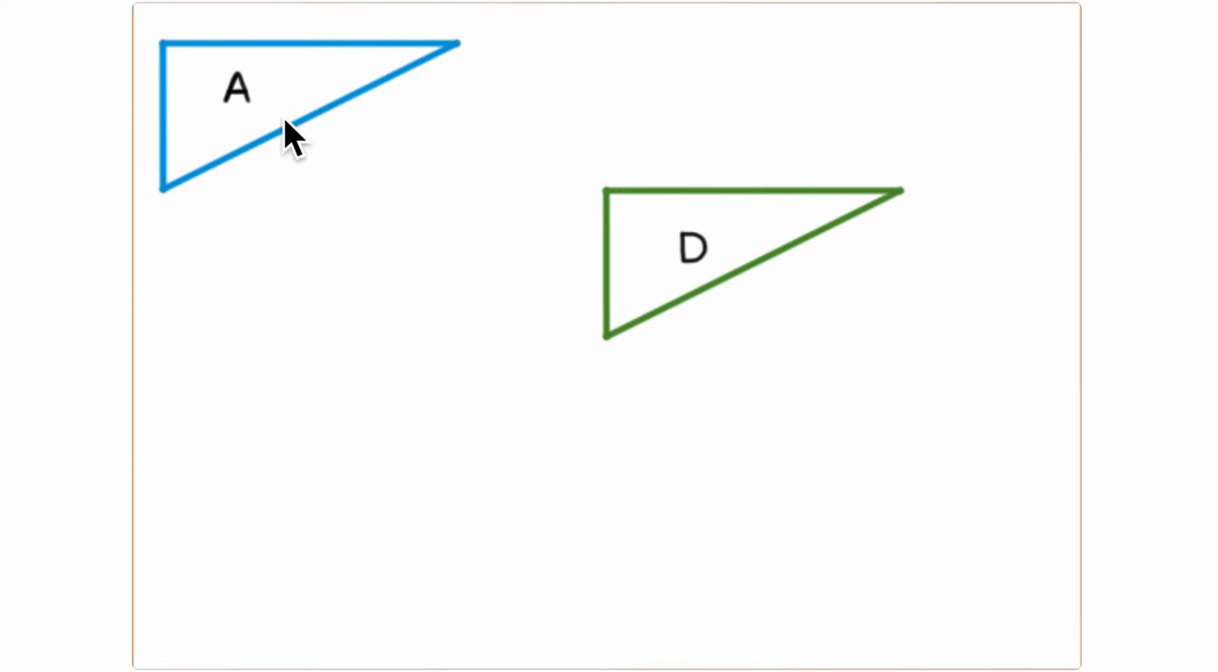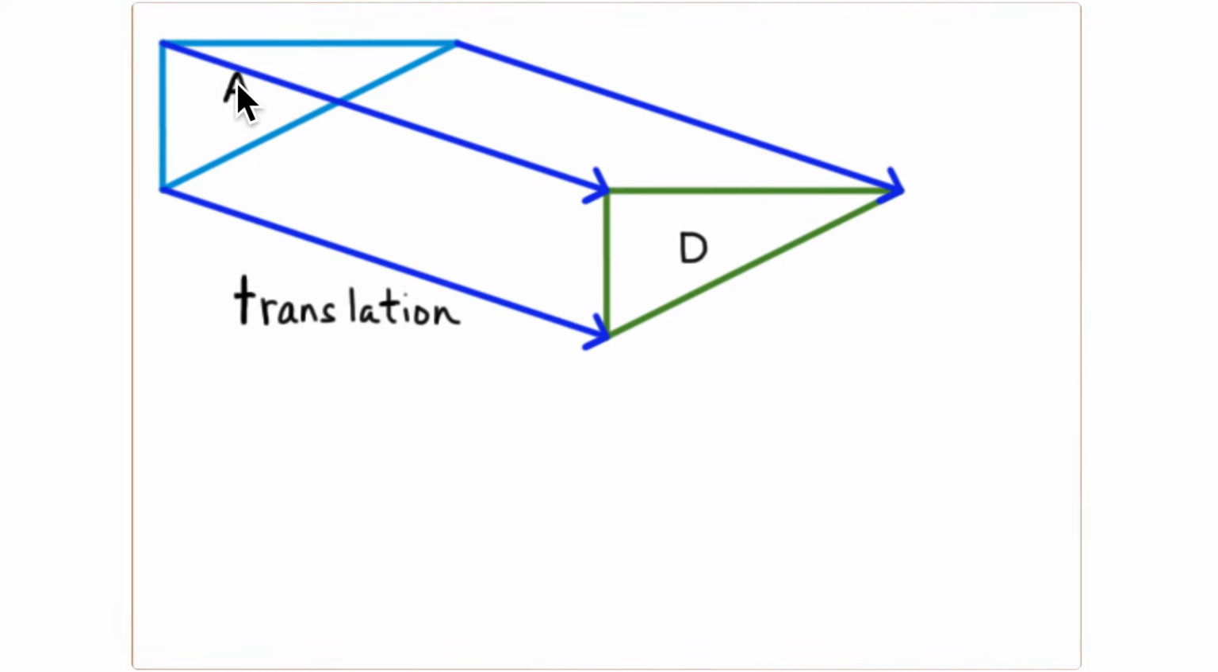How about A to D? This is a translation. Every point is moving in the same direction, so that's why these arrows are all parallel and the same distance. These arrows are all the same length. So moving from A to D is a translation of image A.